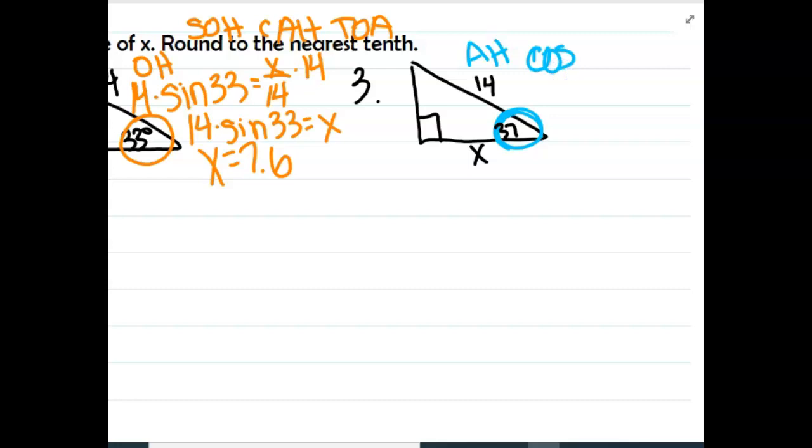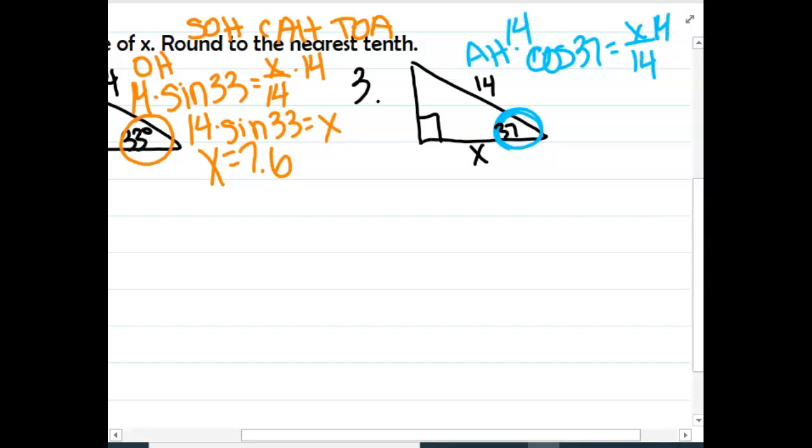Now we are going to take cosine of 37, because the cosine of 37, this ratio of any 37-degree angle, is going to be the same regardless how big or small the triangle is. So to find cosine, we're going to take adjacent, which is x, over hypotenuse, which is 14. Just like the last one, solve for x. Multiply both sides by 14.